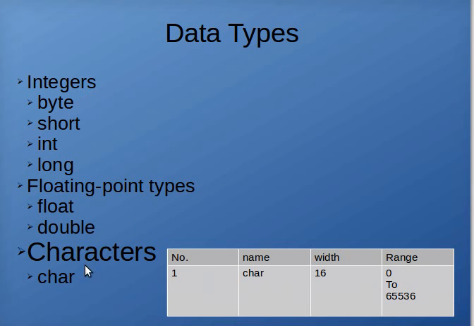So we can declare the character variables with the data type char. Its width is 16 bit and it can store numbers from 0 to 65,536 and it can store Unicode characters. It can store special characters like ampersand, @ etc. It can store ABCD.